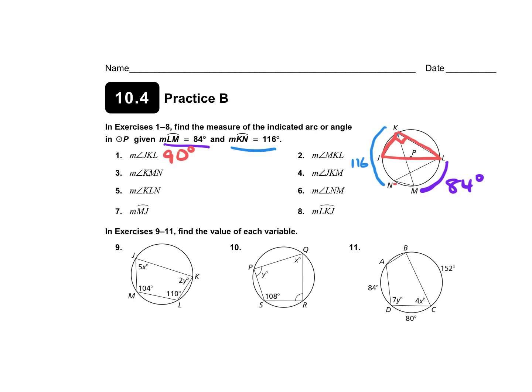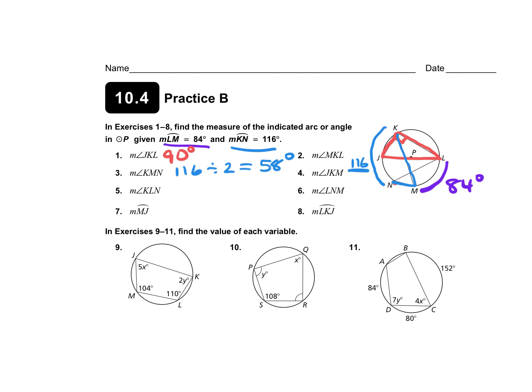KMN is right here. Notice its intercepted arc is the 116. So remember, when it's an inscribed angle, you take that intercepted arc and divide it by 2, and 116 divided by 2 is 58. So we learned a theorem about the measure of the inscribed angle. It's always half of the arc measure. So since it's facing 116, you divide by 2. All right, next it wants us to find KLN.